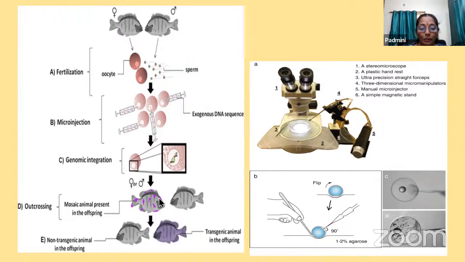So this step that we are showing over here is not one step directly. You have to do it multiple times to get this particular transgenic animal of your interest. So it's not a one-step process, which you're going to see in this particular picture.